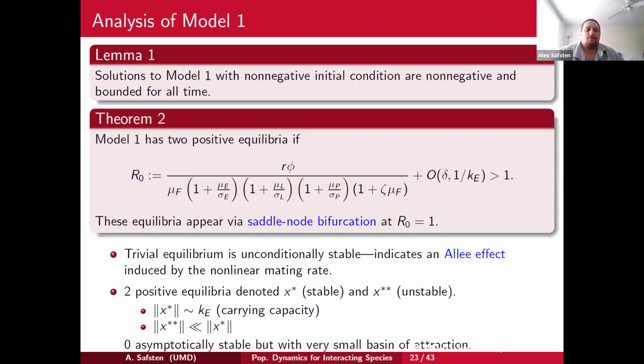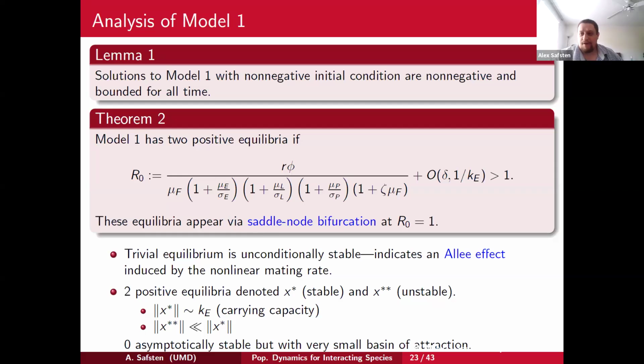So some results. We have solutions to this model that start in the first orthant, stay in the first orthant, and are bounded for all time. So that's at least we don't have unbounded mosquito populations going up forever. The growth rate, or the basic reproduction number for this model, is given here. And there is a saddle node bifurcation at R naught equals 1.